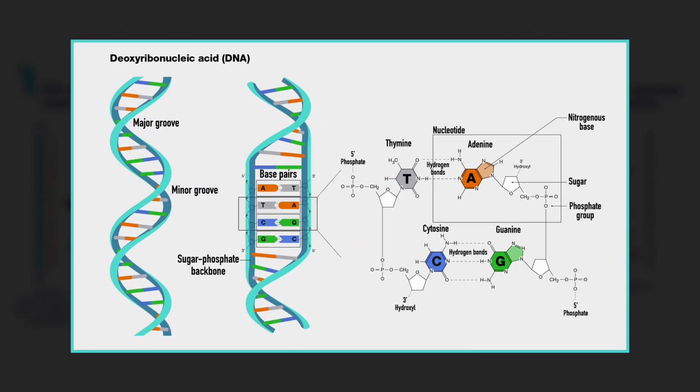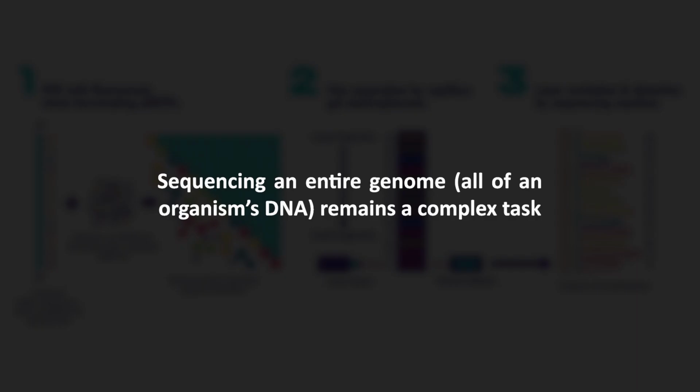Dear students, let's start with the introduction first. Sequencing is the process of determining the sequence of nucleotide bases A's, T's, C's and G's, that's adenine, thymine, cytosine and guanine in a piece of DNA. Today, with the right equipment and materials, sequencing a short piece of DNA is relatively straightforward. Sequencing an entire genome, all of an organism's DNA, remains a complex task.